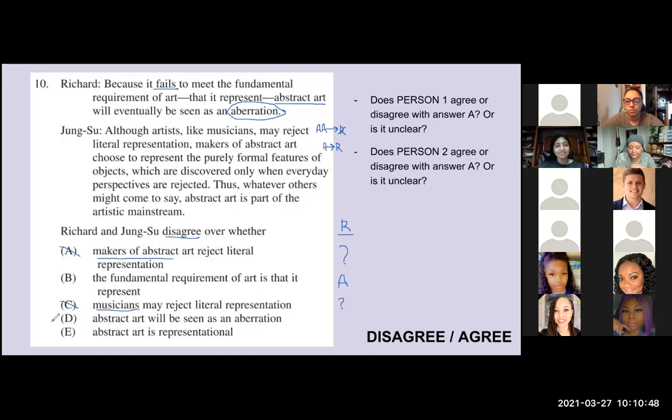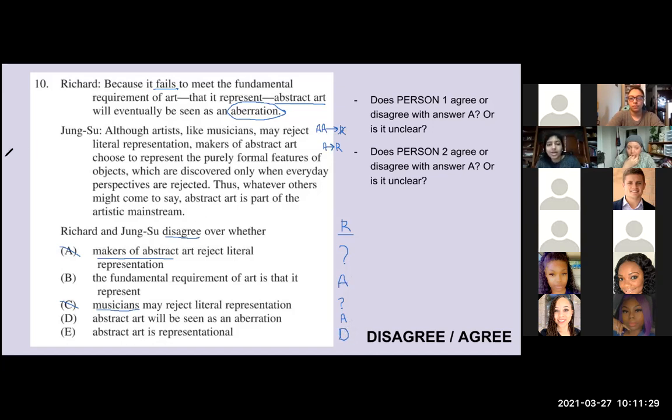Richard agrees with that. Richard says that, right? So Richard agrees. And then E, abstract art is representational. Does Richard agree with that or disagree with that? If it's abstract art, does it represent? According to Richard, no, it fails. Richard is saying if it's abstract art, it doesn't represent. So Richard would disagree with E, right? Awesome. So we know two things that Richard would agree with, one thing that Richard would disagree with.